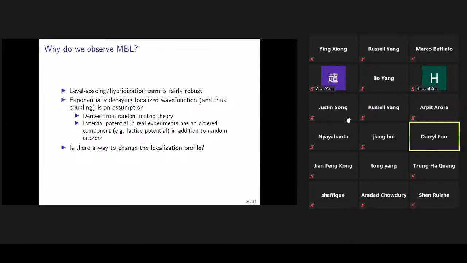However, the fact is, people claim, including us, people claim that we observe MBL in 2D. So why do we observe it? Well, the level spacing hybridization term is fairly robust and not something I feel like attacking anytime soon. However, this assumption of exponentially decaying localized wave functions, that might be tenable to attack. So where does this idea of exponentially decaying localized wave functions come from? It's derived from random matrix theory.